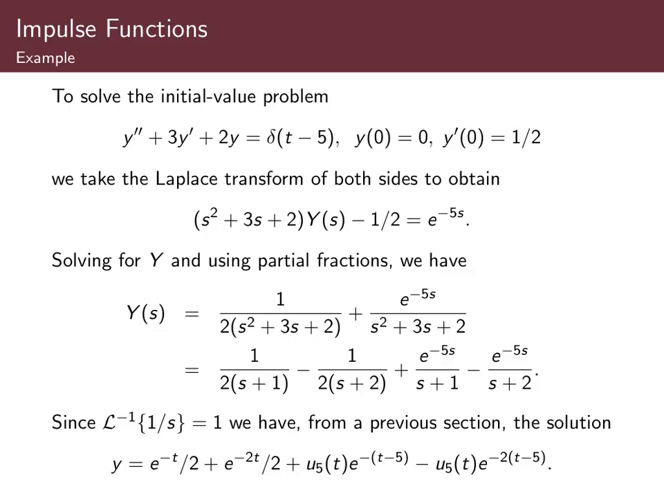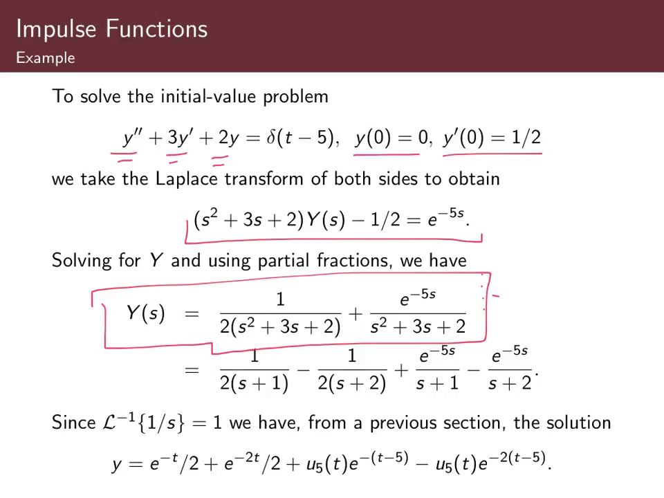Okay, so let's solve an initial value problem with the delta function in it. So let's look at y double prime plus 3y prime plus 2y is equal to the Dirac delta function centered at 5. Let's have y be 0 initially and its derivative be a half initially. If we take the Laplace transform of both sides, collect like terms, we will have this equation for y. We solve for y and use partial fractions, so a little bit of work is done here. We'll have this expression for y. Using partial fractions gives us that expression.